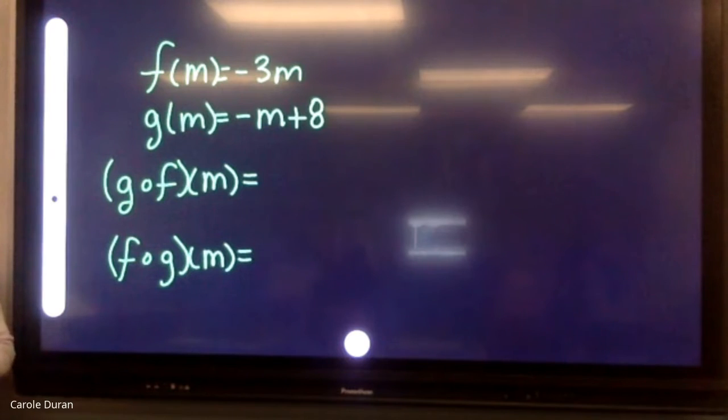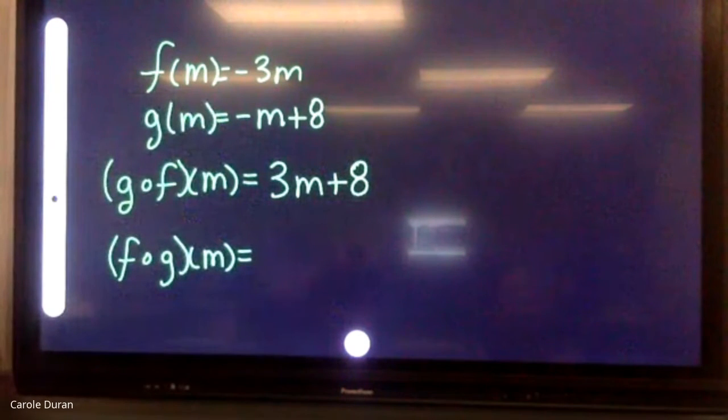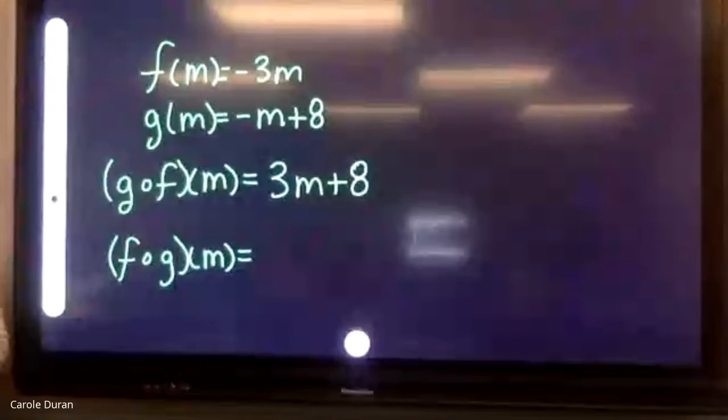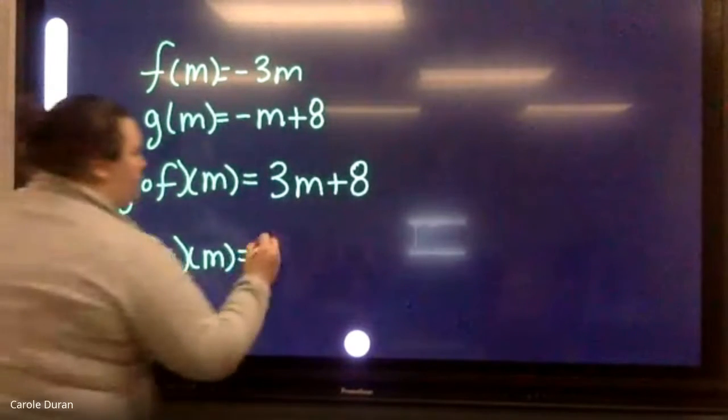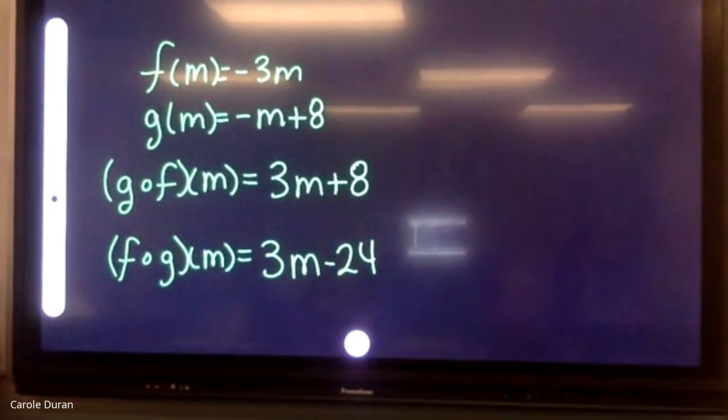What did we get for g of f of m? So the first one. He got 3m plus 8. Show of hands who else got 3m plus 8. That is entirely correct. Is anybody confused by how he got that? Delilah, what did you get for f of g of m? She got 3m minus 24. Show of hands who got that. That is also entirely correct. Does anybody have any issues with either of these? Are we okay?